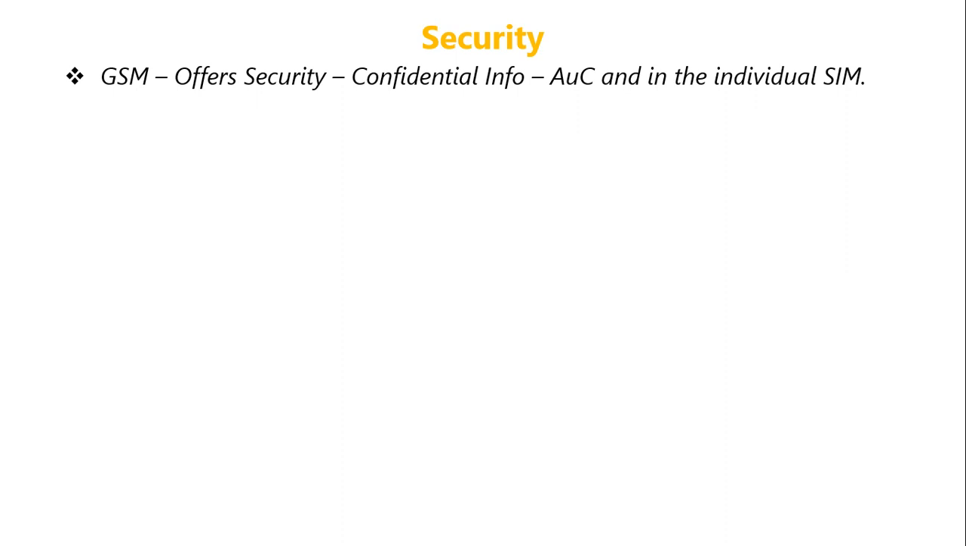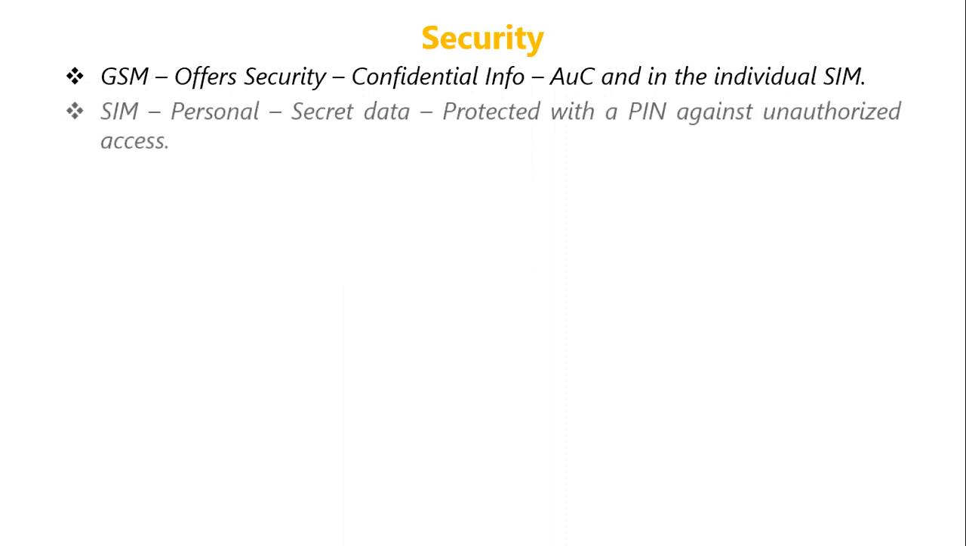The topic we'll be discussing in this lecture is security services that are offered by GSM. GSM offers several security services using confidential information that is stored in the AUC, the authentication center, and also in the SIM, the subscriber identity module. The SIM stores personal and secret data, and it is also protected with a PIN.